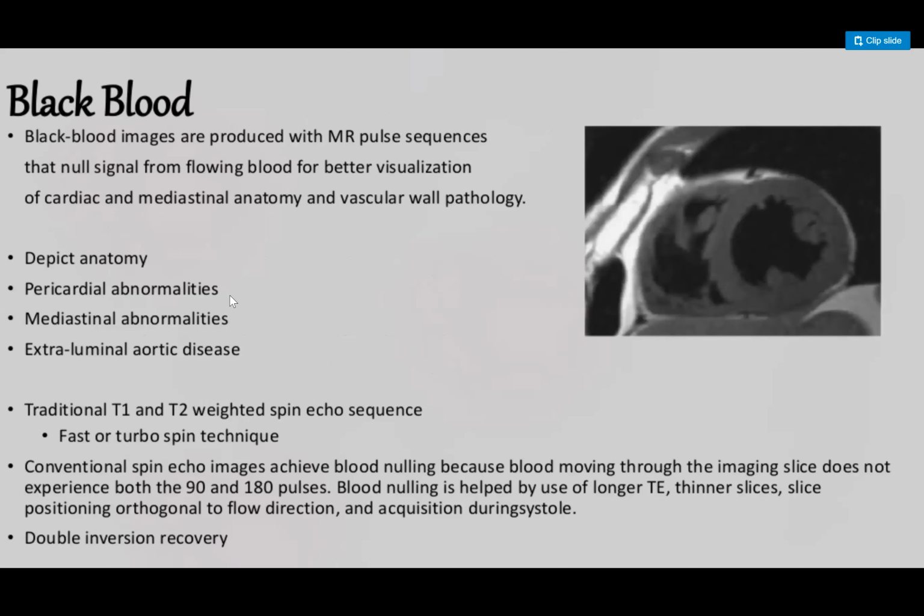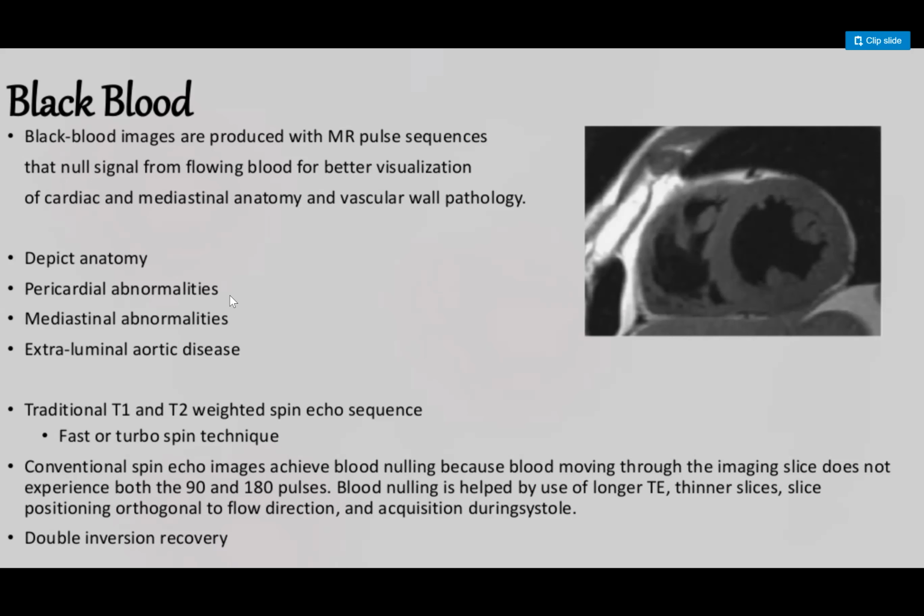So black blood imaging is something like this, as you can see. These images are produced with MR pulse sequences that null the signal from flowing blood for better visualization. Really good for cardiac and mediastinal anatomy. It gives information about the pericardium, so the thickness of the pericardium I measure on this imaging. It also tells you about aortic disease. So if someone has aortic dilatation, I measure the aortic values on this.